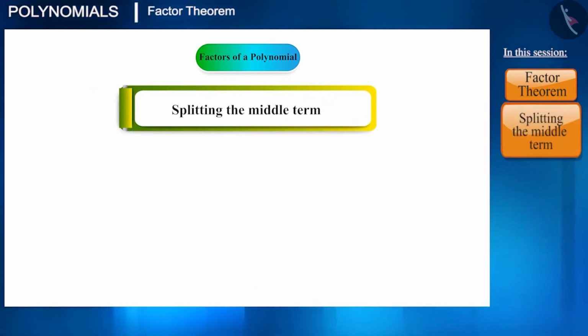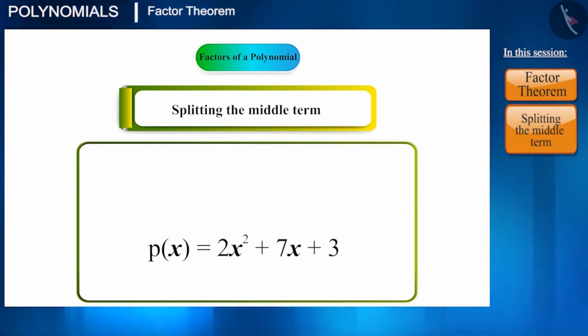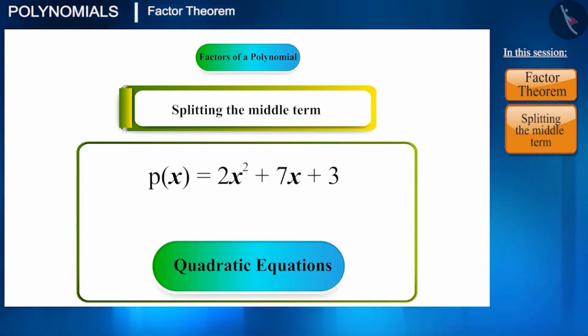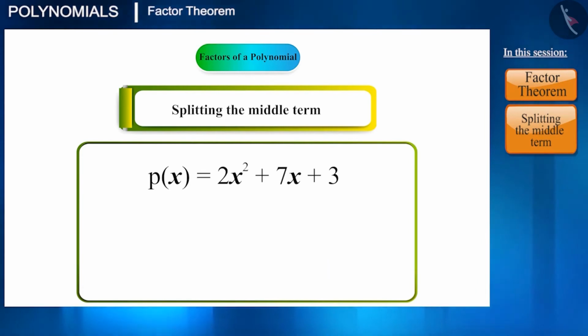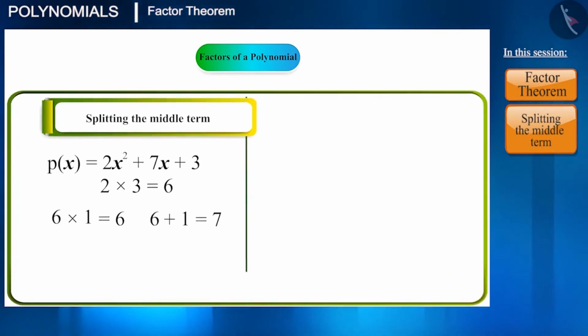Now, let's solve this polynomial using the method of splitting the middle term and see if the results are the same or not. Friends, we have learnt this method in the context of quadratic equations in our previous session. As you all know, here we will multiply the coefficient of x squared, that is 2, and the constant 3 to get 6. And then find 2 such numbers whose product is 6 and sum is the coefficient of the middle term, that is 7. The numbers whose product is 6 and sum is 7 are 6 and 1. Now, we will split the middle term and write it like this.